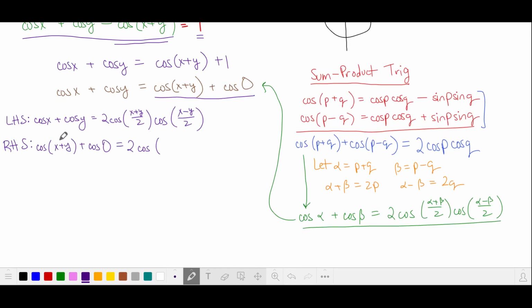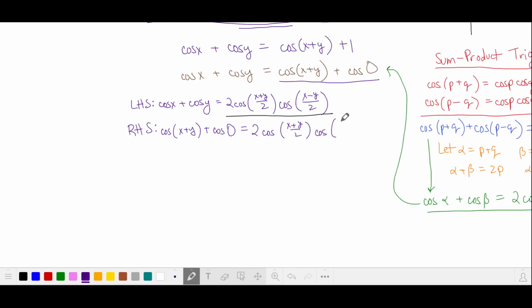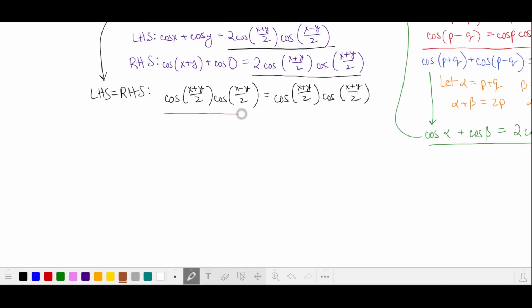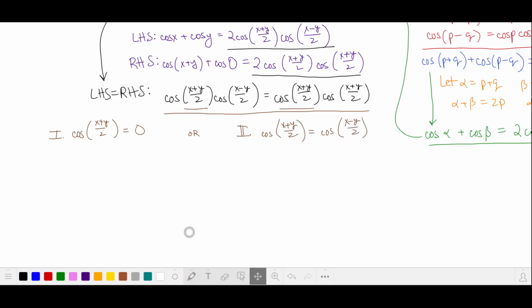This is 2 times the cosine of x plus y plus 0 over 2, and cosine of x plus y minus 0 over 2. We have that the left-hand side is equal to the right-hand side, so we'll set these two products equal to each other and divide by 2. We have 2 cases where these products are equal to each other. One of them is if the cosine of x plus y over 2 is equal to 0, or if the cosine of x plus y over 2 is equal to the cosine of x minus y over 2. Let's look at case 1.